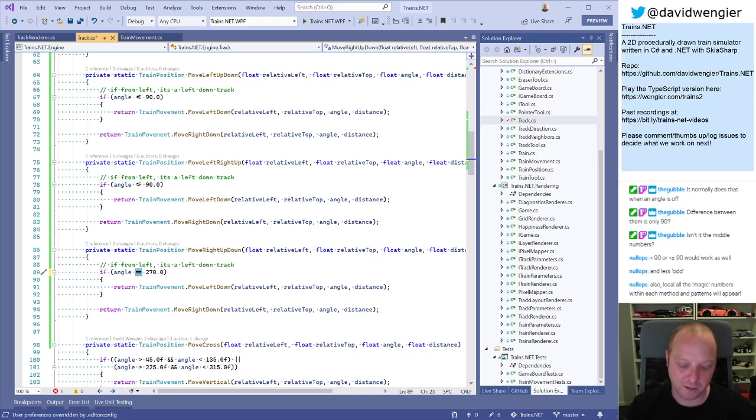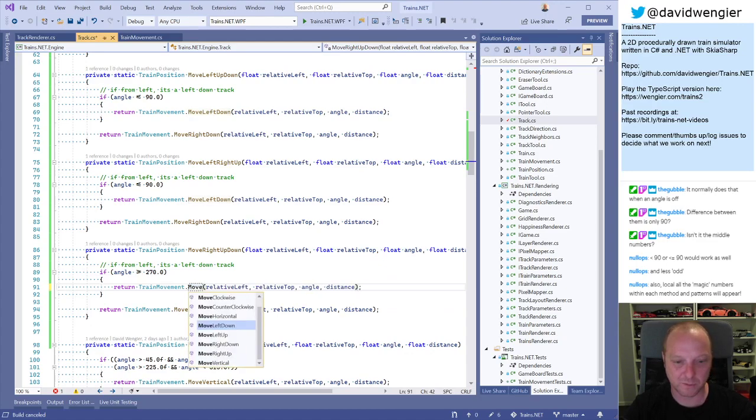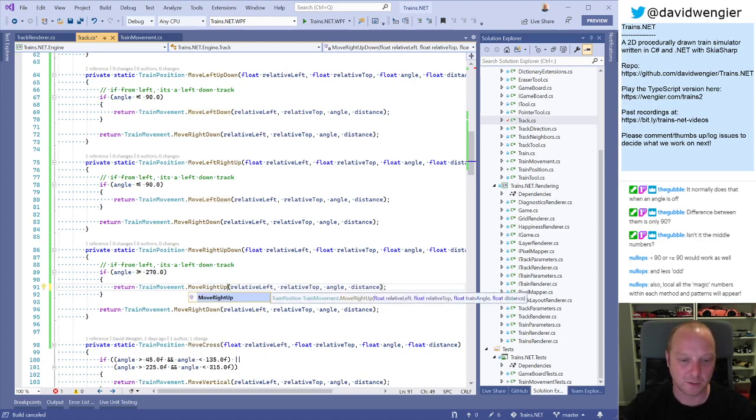Sorry, no, it's gotta be, what are we doing? We're coming up, so we're 270 and we're flattening out to 0 or to 360. So this is greater than or equal to 270. And this would be move right up, otherwise right down. Okay, let's see if this one works.